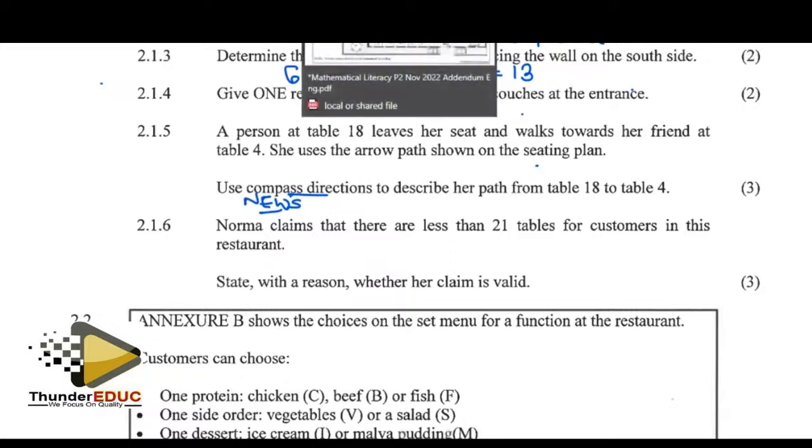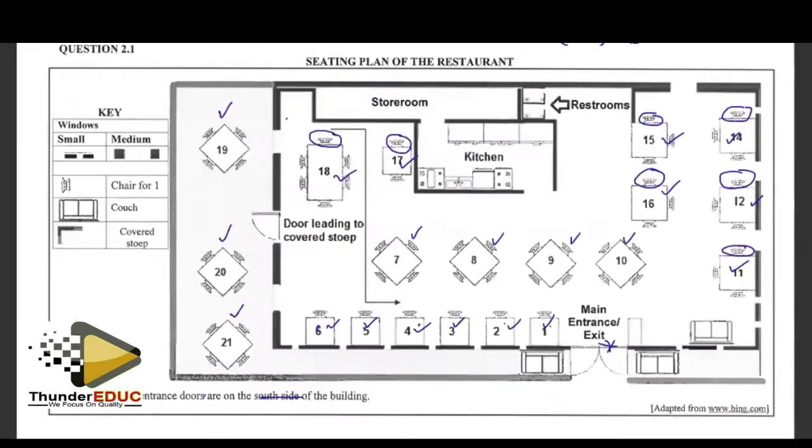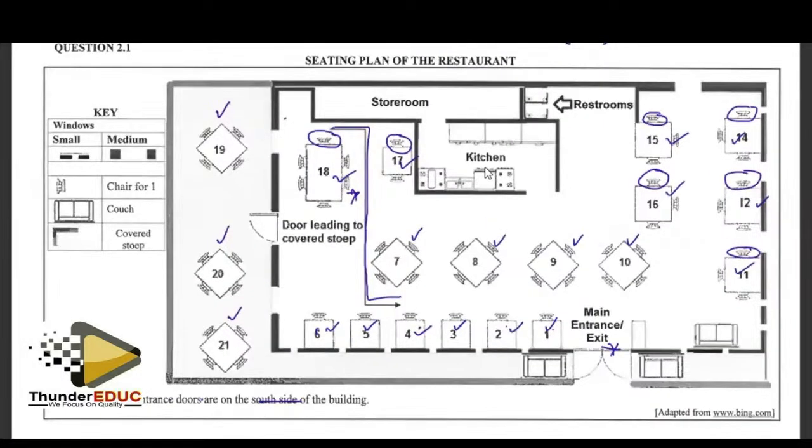Let's look at the annexure. All right, the person is in table 18 here. But okay, the person is going to use, they said use the arrow direction. At the end, they're also using the compass. So the compass, remember, this is north. So this is what? South.